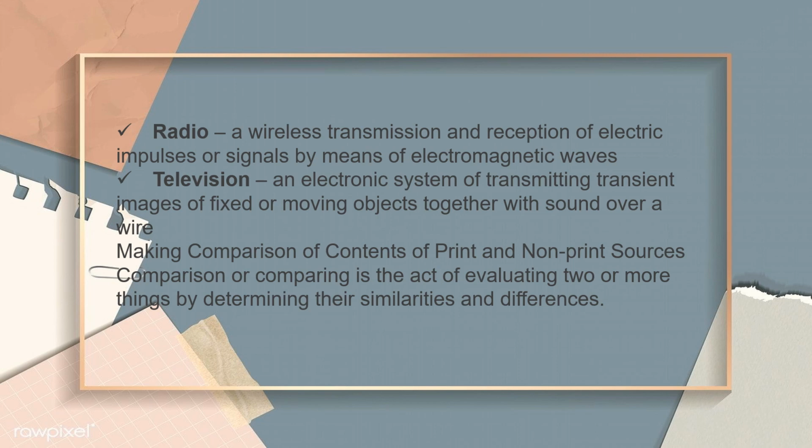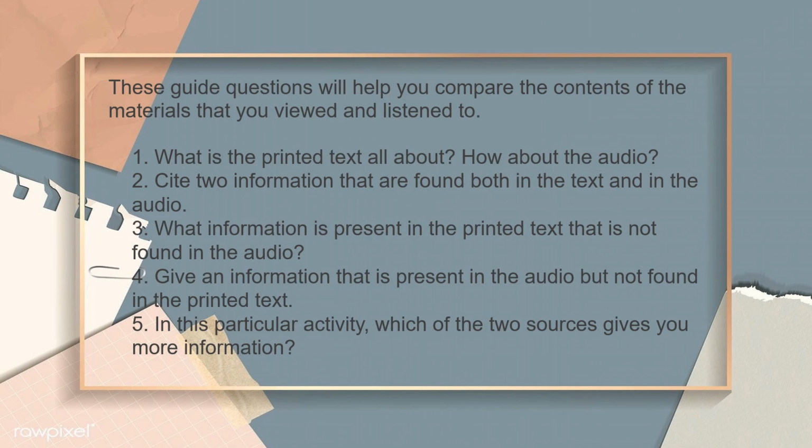Making comparison of components of print and non-print sources. Comparison or comparing is the act of evaluating two or more things by determining their similarities and differences. These guide questions will help you compare the contents of the materials that you viewed and listened to. Number 1. What is the printed text all about? How about the audio? Number 2. Cite two information that are found both in the text and in the audio.